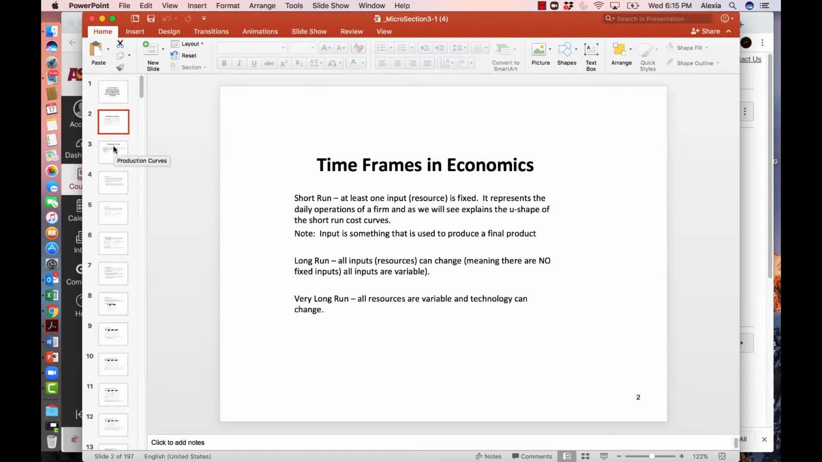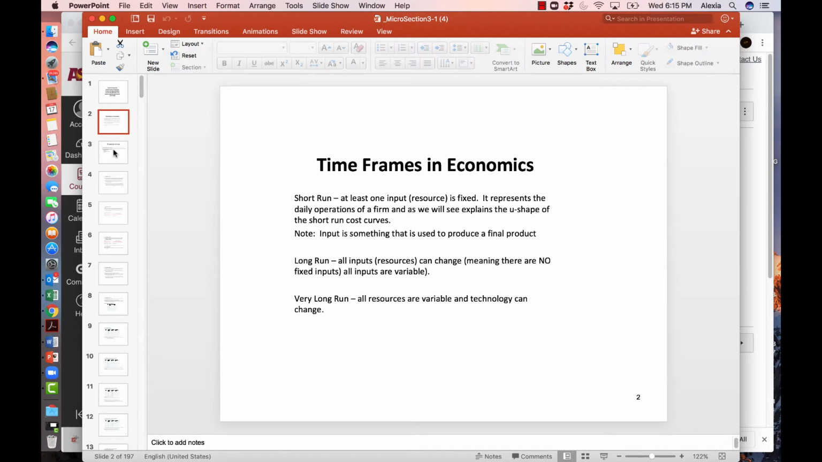Then we have long run. So this time frame in economics is not defined by any particular time. So notice this here. We don't say short run is 1 month. It's just where one input's fixed. So when we say long run in economics, we're allowing for all our resources to change. So there's no fixed inputs.